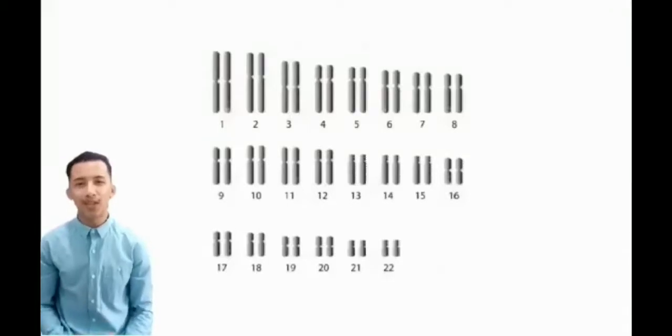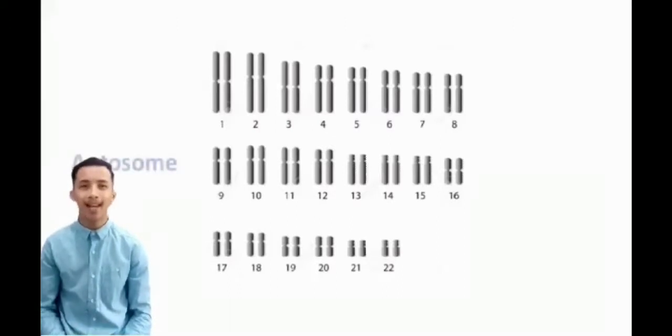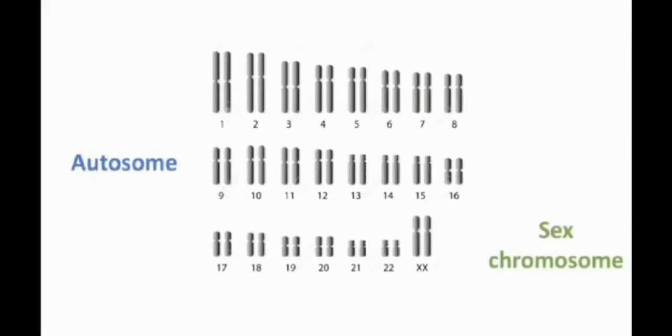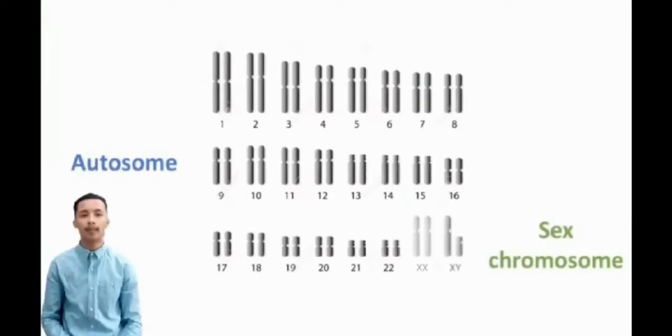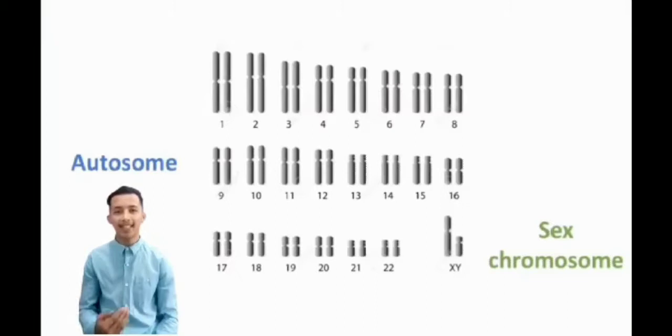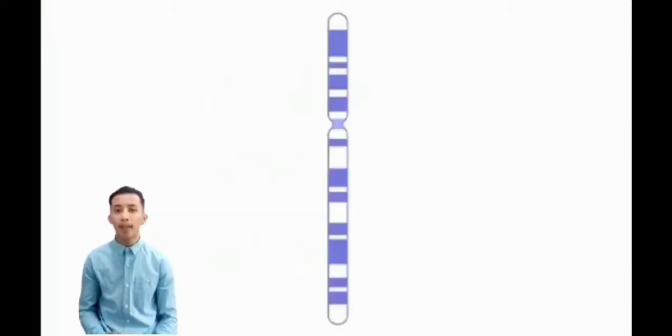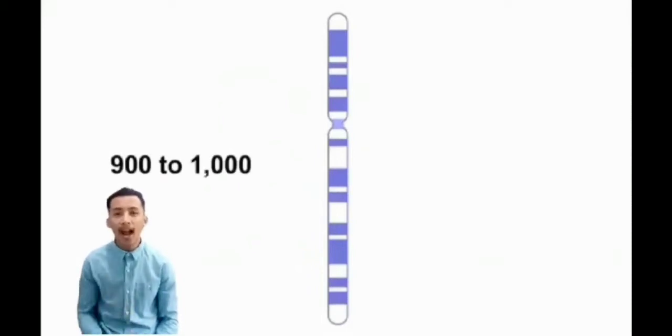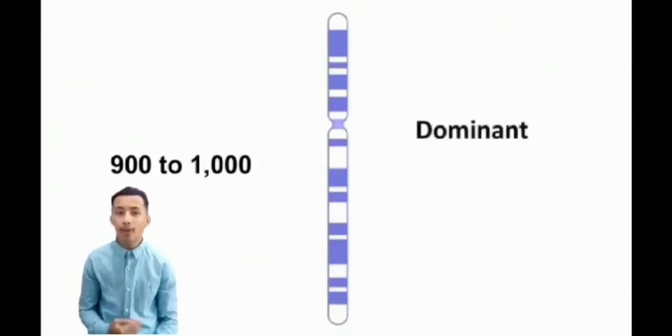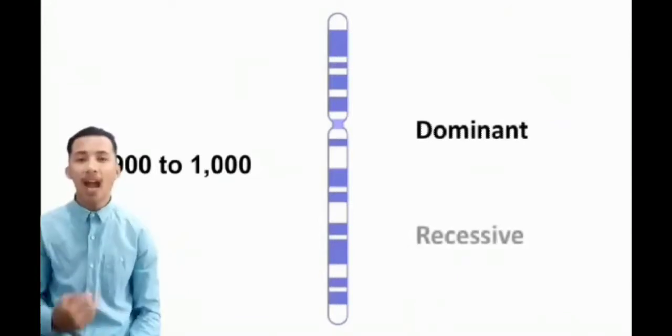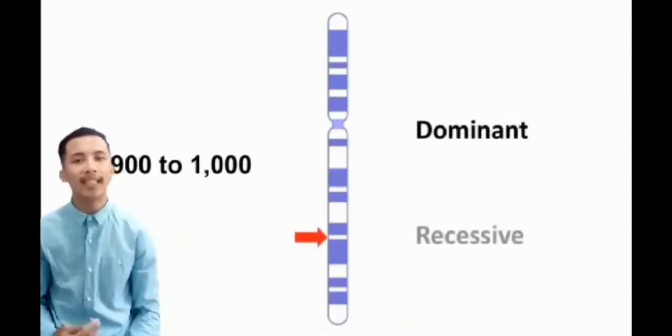What is single gene disorder? You can see the chromosomes of a somatic cell. There are 22 pairs of autosomes and one pair, XX or XY. Now let's focus on a single chromosome. For example, if we focus on chromosome 7, we can see that there are 900 to 1,000 genes in this particular chromosome. We know that some genes are dominant and some are recessive by character. The arrow indicates a gene known as CFTR.